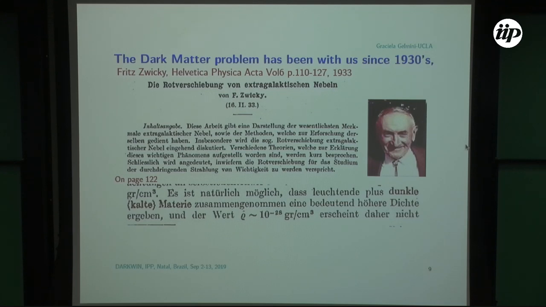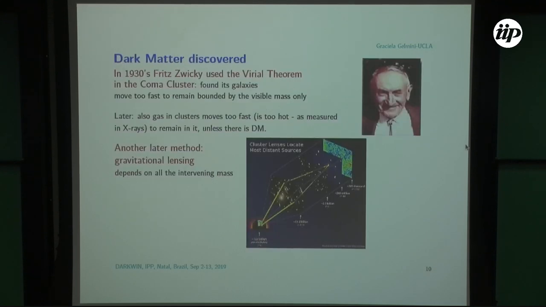It's called dark matter. So what Fritz Zwicky noticed was that, using the virial theorem, the galaxies in the Coma cluster move too fast to remain bound to the cluster by the visible mass alone. One can apply the same argument to gas. Gas in clusters moves too fast, namely it is too hot, and hot gas emits X-rays. So you see this hot gas in X-rays. It's too hot to remain gravitationally bound to the cluster, unless there is more matter than what you can see.